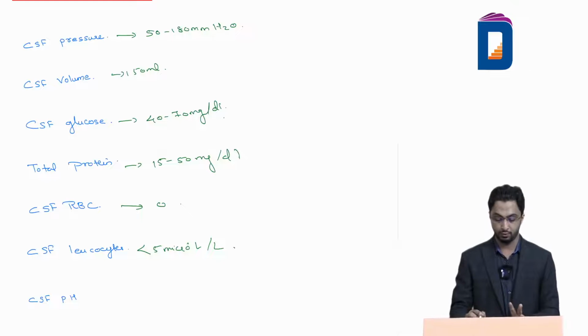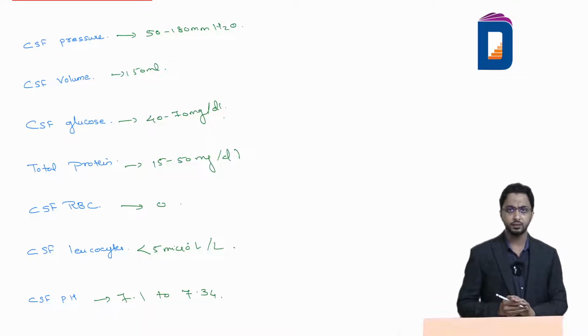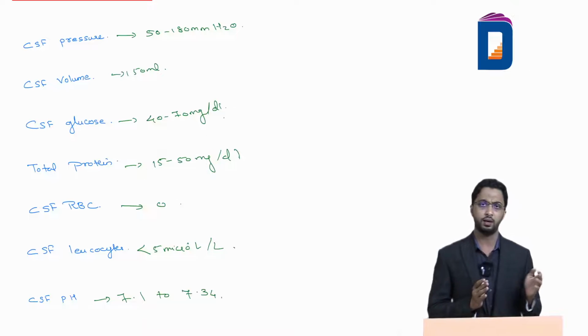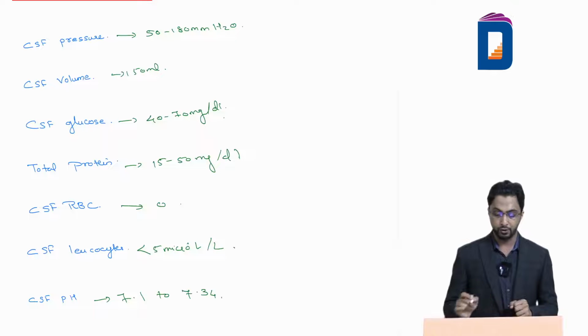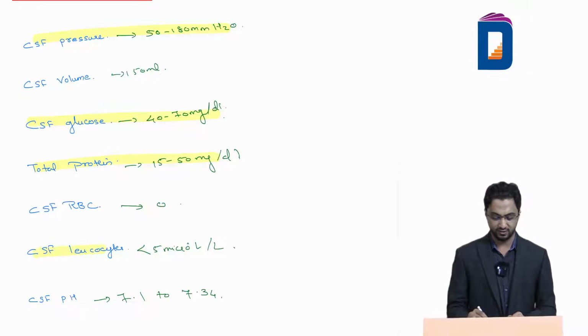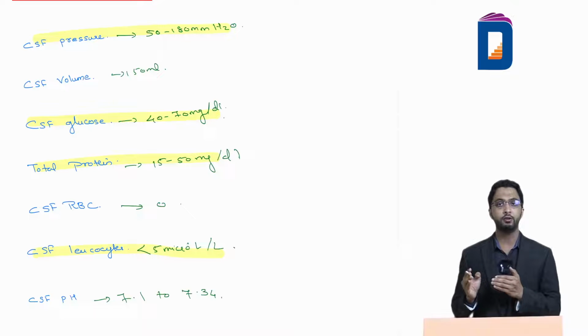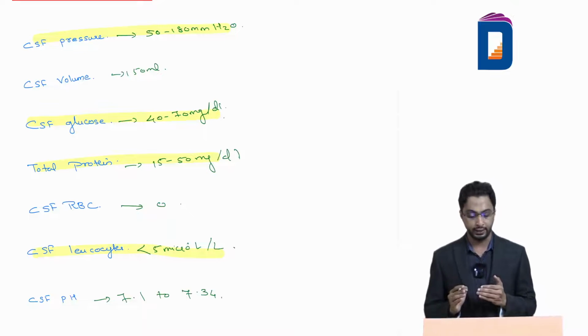Now, what is the pH of CSF? It is 7.1 to 7.34. Definitely, if there is infection, there's going to be a kind of acidic nature of CSF and the pH can come down. But again, it's not a differentiating feature between different infections, because overall it's infection, isn't it? Much more significant here are the CSF glucose, CSF pressure, total protein, and leukocytes, in the sense that different types of leukocytes are seen in different types of meningitis. We'll go into details of that as we go on.